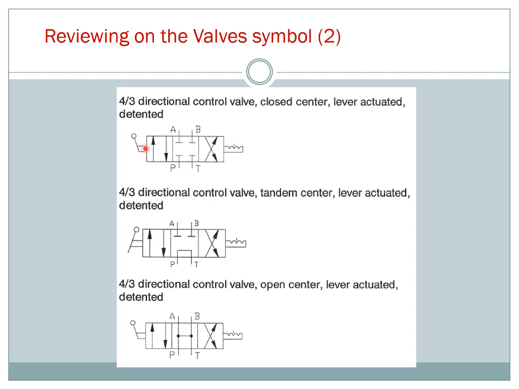Then you have a 4/3, so 4 ports and 3 boxes, 3 states. You have a closed center, so in between is closed, lever actuated and detented. You can draw your lever actuated either way: this is a push type, this is a pull type. For this one, you have a tandem center in the middle, and the others are the same, lever actuated and detented.